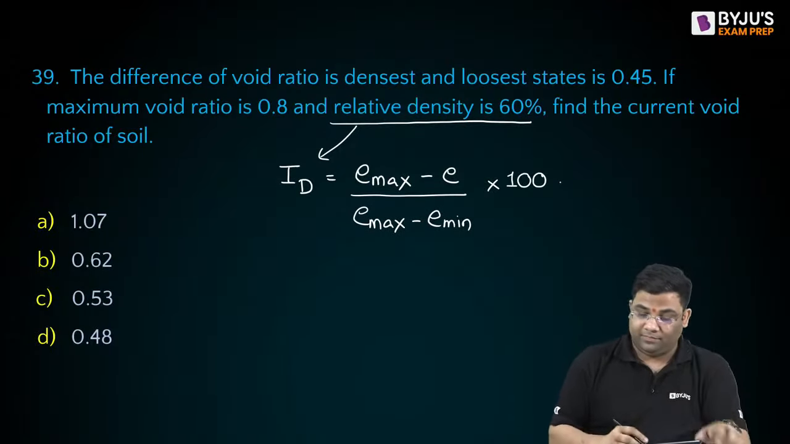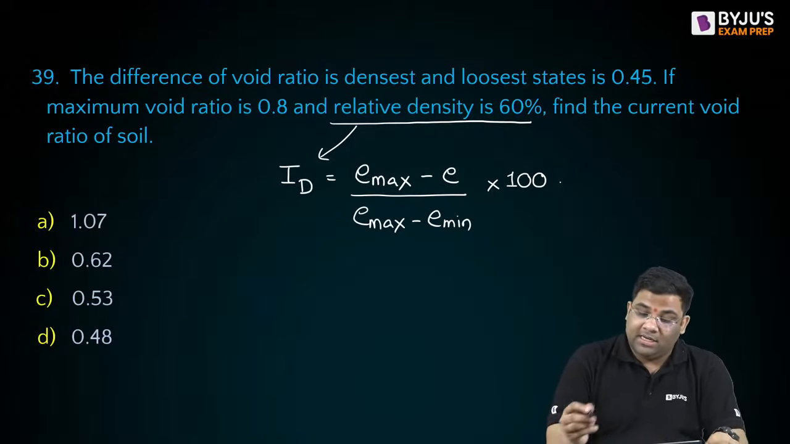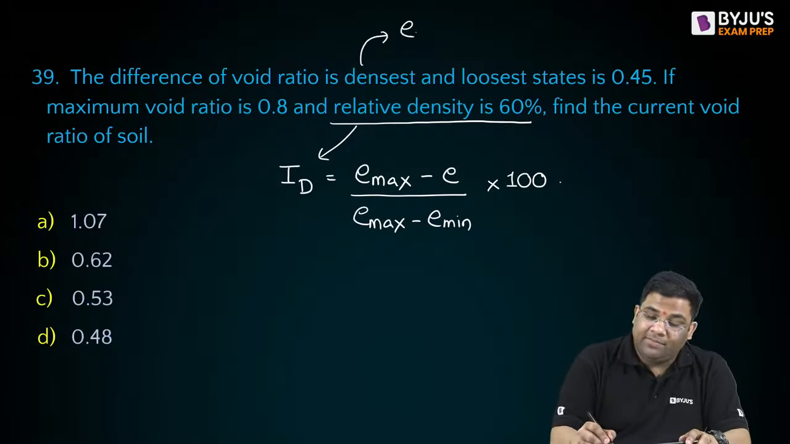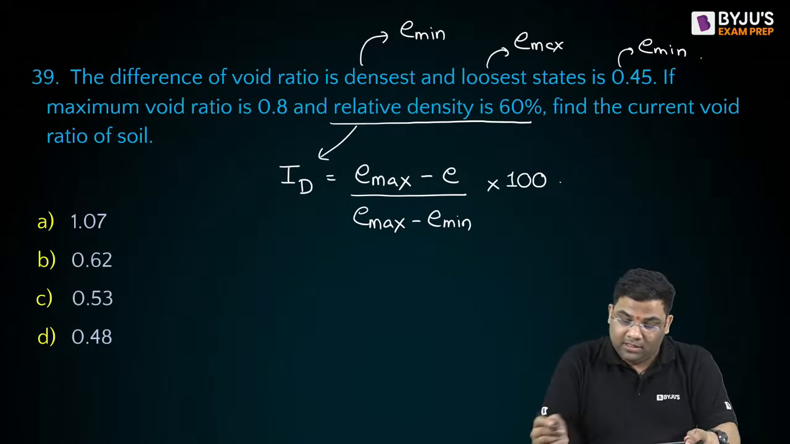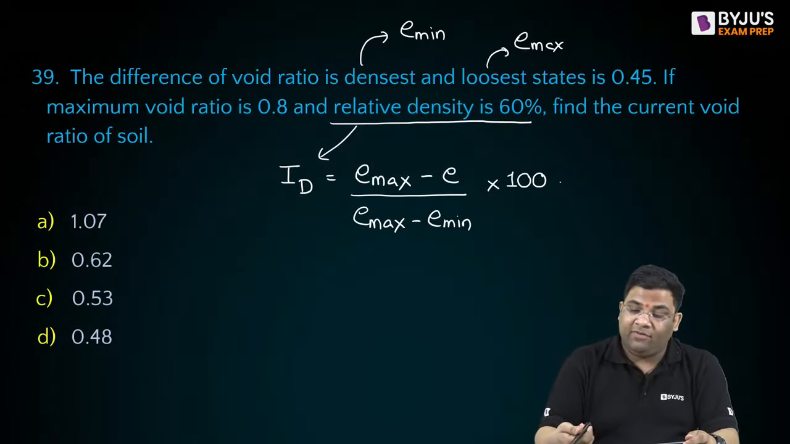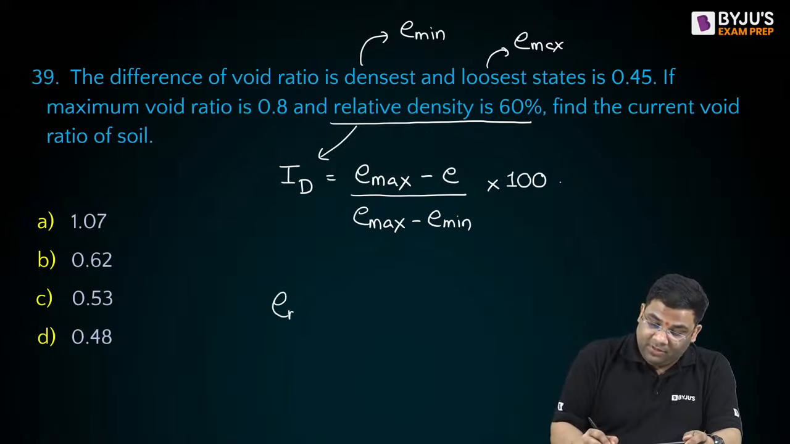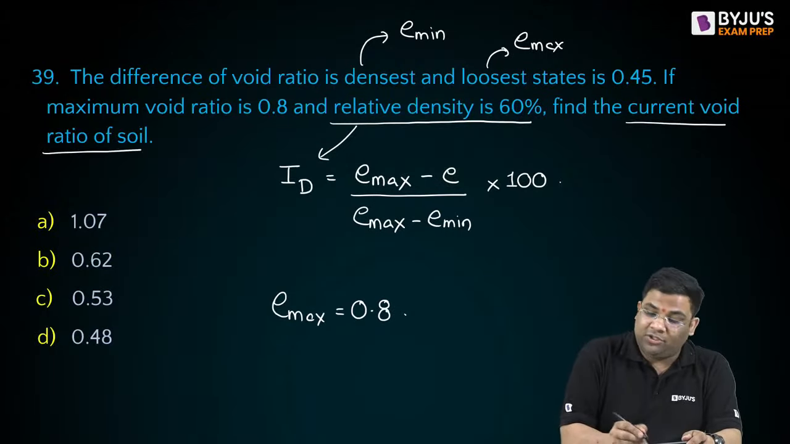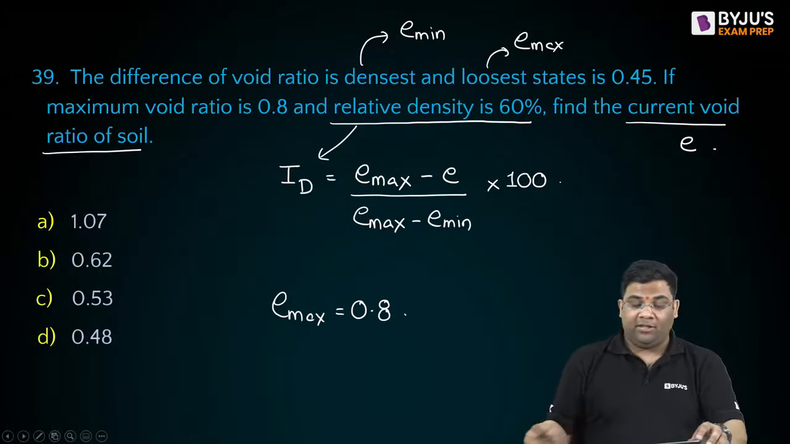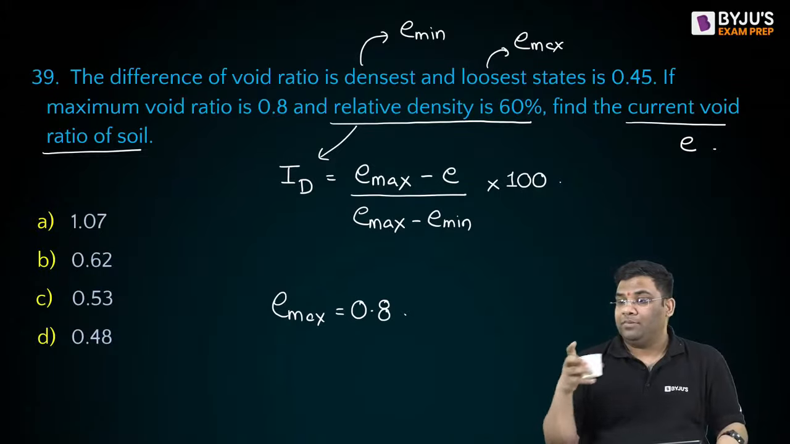Now answer this. See, in dense you will get the minimum one. In loose you will get the maximum one, right? So this is the minimum one and this is the maximum one. A difference is given, and the maximum one is given as 0.8. Solve this question and find out the current void ratio, that is, e. Come on. Straightforward question.